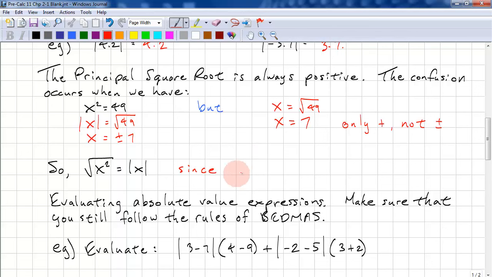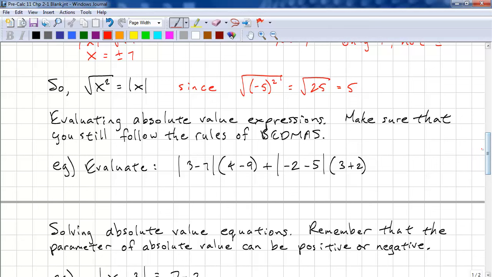And just to write out another example, the square root of (-5) squared equals the square root of 25 equals 5. Okay, so something squared is always positive, and when we take the square root, it's going to give you a positive value.